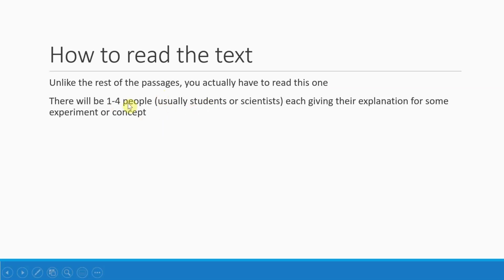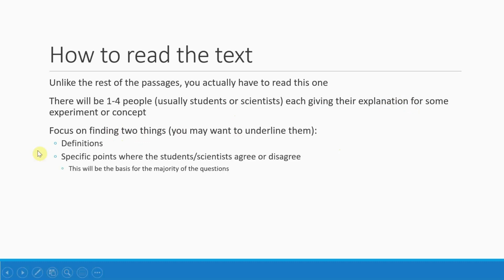There's going to be 1 to 4 people in that passage, usually students or scientists, but that doesn't really matter. Each of them are going to give some explanation for an experiment or a concept, some theory. Again, you're not worried about the science. You just need to know what they're actually saying, what those details are, where they are the same, where they're different. So you're going to find 2 things, which I just kind of told you. Definitions, just like before. So if they have a question about something, you'll know where it's defined. And then any specific points where they agree or disagree.